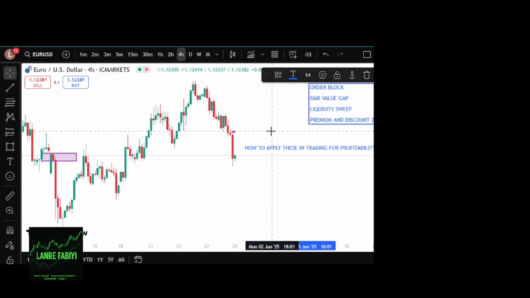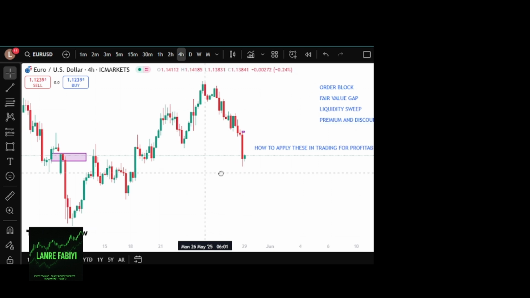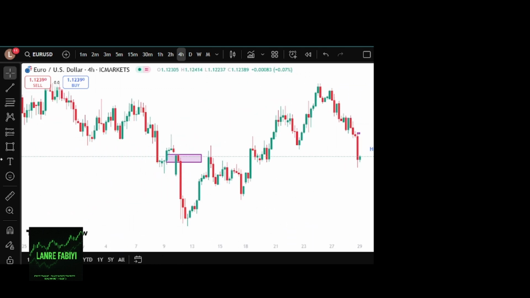The next one is fair value gap. What is fair value gap? Fair value gap is the gap between candles due to imbalance in the market, through price inefficiency. It is a three candle formation. It shows the imbalance and the impulse movement in the market. Let's spot them. I told you it is the gap between three candles. You can see we have 1 here, 2 here, 3 here. The gap between them is what we call fair value gap.